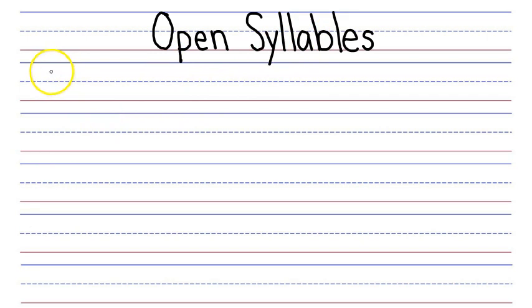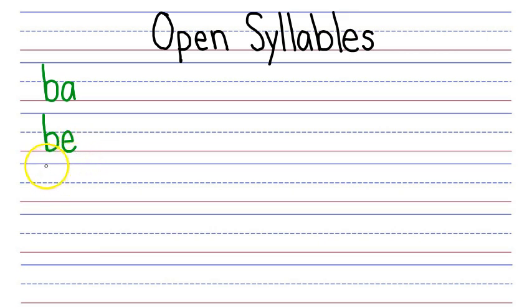First, write bay with a B that says b, and an A that makes a long A sound, A, bay. This is the first syllable in the word baby. Next, write be with a B that says b, and an E that makes the long E sound, E, be. This is the first syllable in the word between.